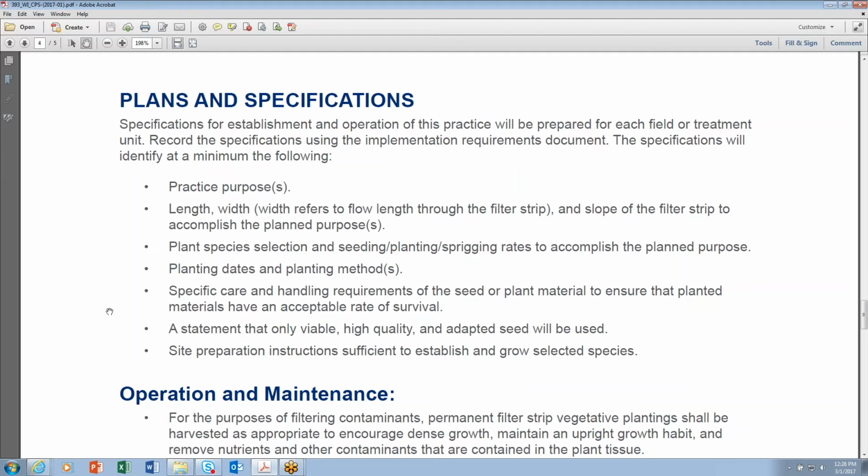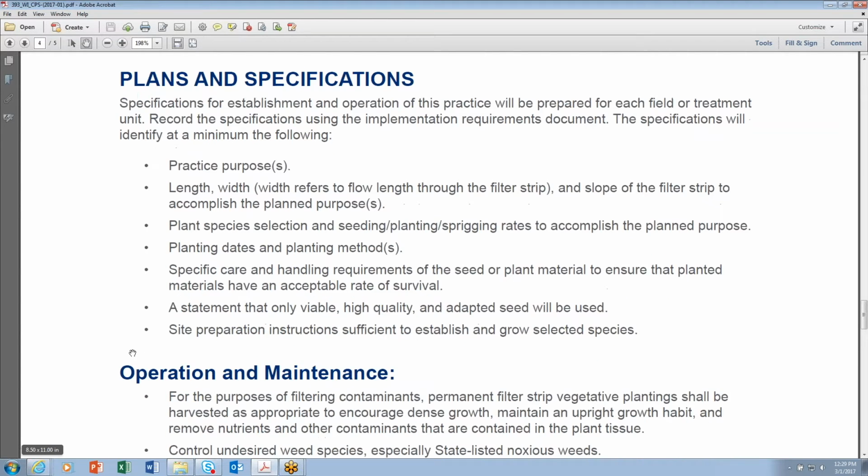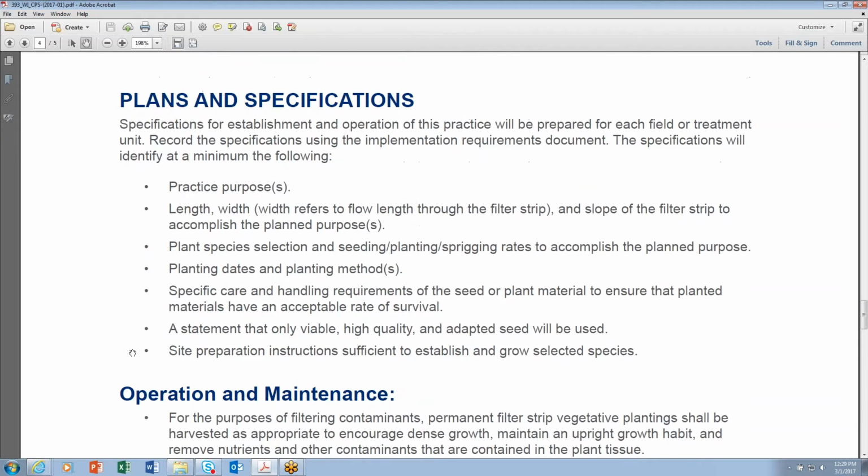What are the planting methods? The specific care and handling requirements of the seed and the plant material to ensure that the planted materials have an acceptable rate of survival. A statement that only viable high-quality adapted seed will be used, and the 342 standard is going to take you right to PLS-based, and site preparation instructions so that we know we've got the best shot possible of getting it established. So that is what's in your plans and specs.